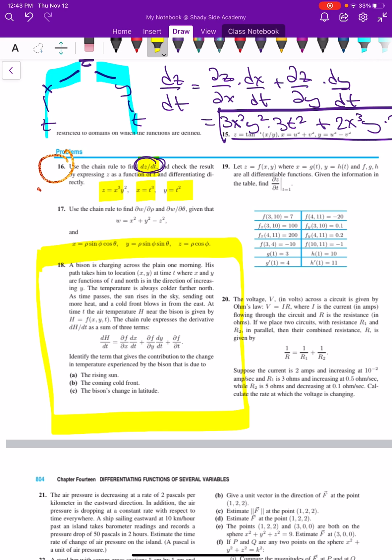A bison is charging across the plain one morning. Okay, his path takes him to location (x, y) at time t. Very good, where x and y are functions of t. And north is in the direction of increasing y. You all ready? All right, and that makes sense. The temperature is always colder farther north. Okay, as time passes, the sun rises in the sky, sending out more heat, but also a cold front blows from the east. At time t, the air temperature H near the bison is given by this.